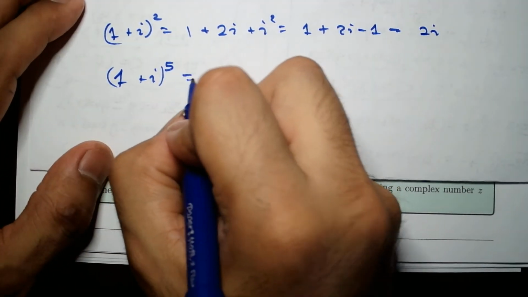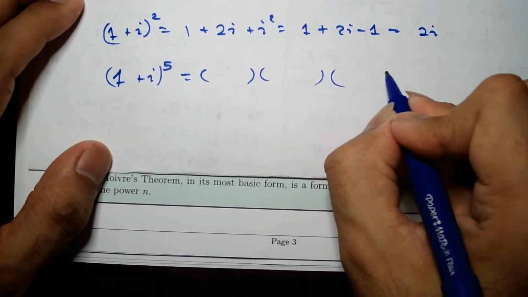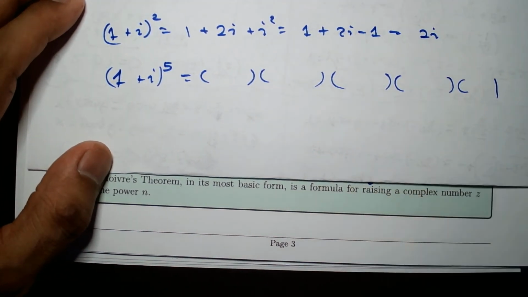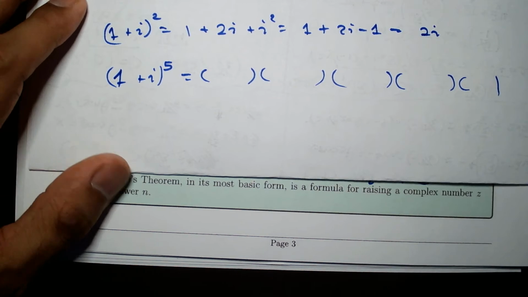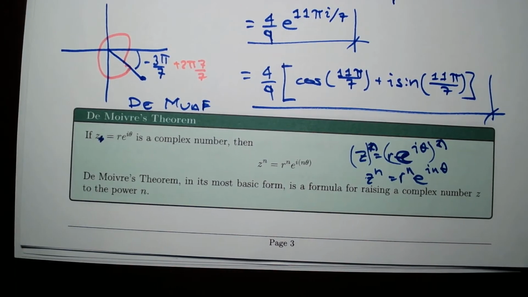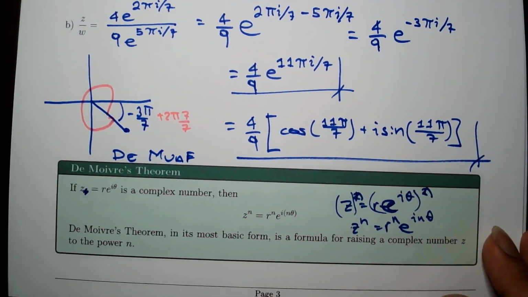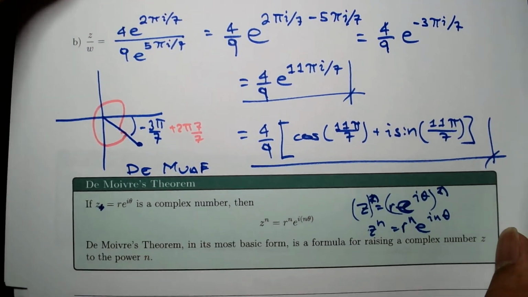But what if you want to raise 1 plus i to the fifth power? Do you want to FOIL this 5 times? No, you don't want to do that. That's the power of De Moivre's theorem, to raise powers of complex numbers. So let's do one example over here.